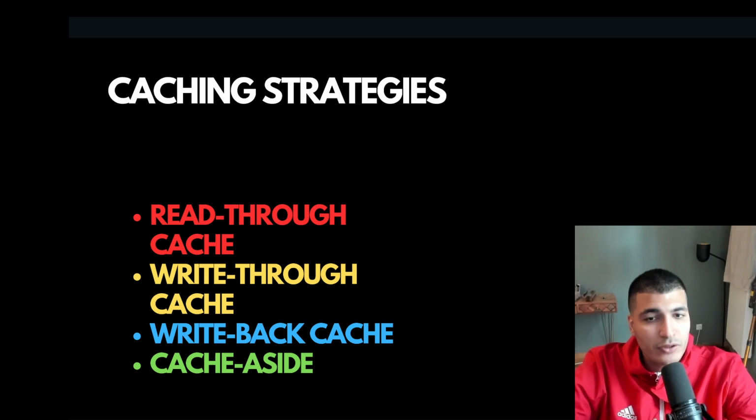Next, we have write-through cache. When data is written, it's written to both the cache and the database simultaneously. This ensures that the cache and the database are always consistent, which is great for data integrity, but it can potentially impact write performance because you're doing two writes for every operation.